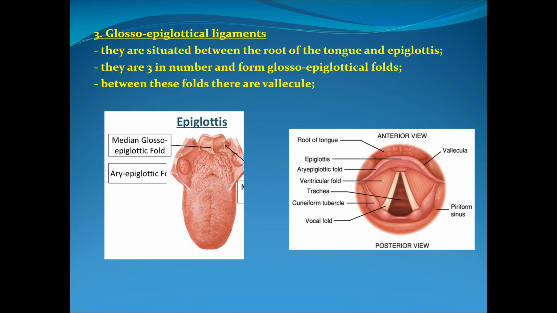We are still in the upper part. Another connection is realized between the tongue, look at it, the tongue and epiglottis. We mentioned these connections when we studied the tongue. Glossoepiglottic folds or ligaments. There is one median, one left here, and one right here. We can consider them ligaments because they connect the tongue to the cartilage of the larynx. If you look right here, this is the root of the tongue, and this is the epiglottis. And right here in this region, there are some dilatations, the vallecules.